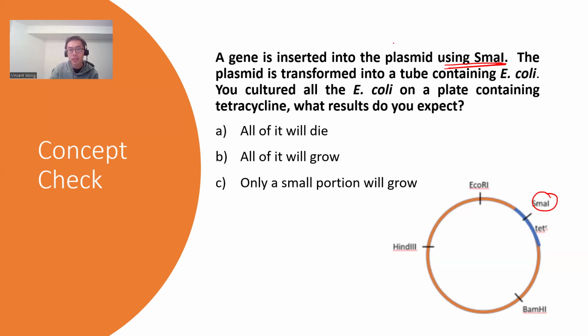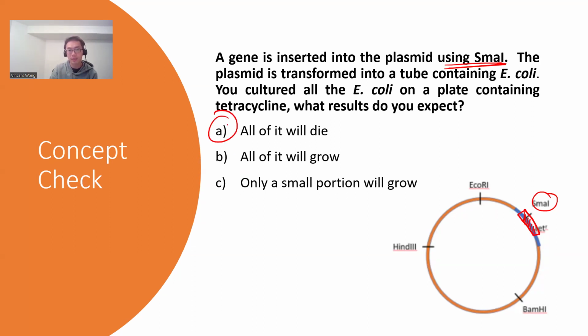Okay, so if you insert using small one, the gene is actually going to go right here. And when you insert the gene, you actually will destroy the tetracycline resistant gene, right? Because your gene is going to go right in the middle of it. So in this case, even if they accepted the plasmid, they will still die when there is tetracycline, because the tetracycline resistant gene in the plasmid is disrupted by the insertion.